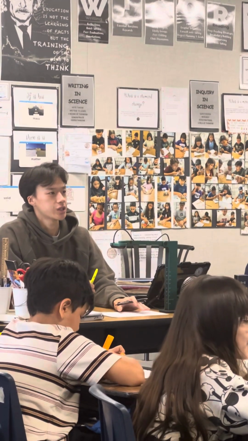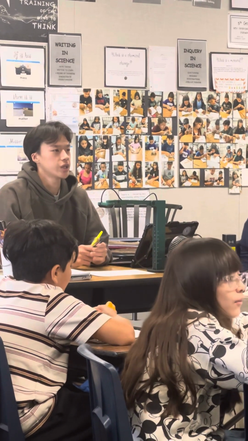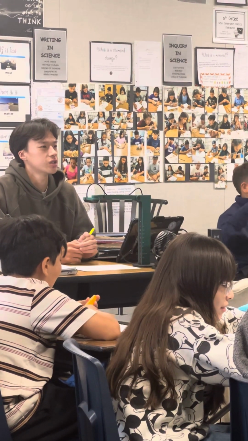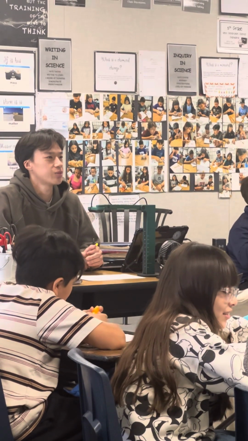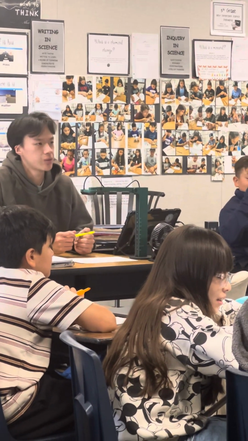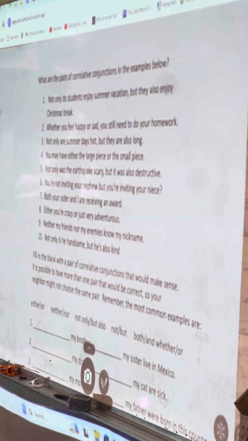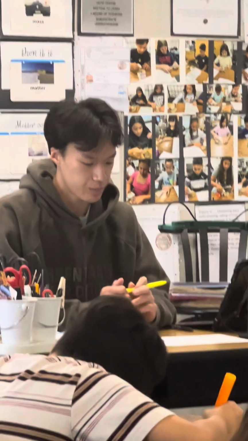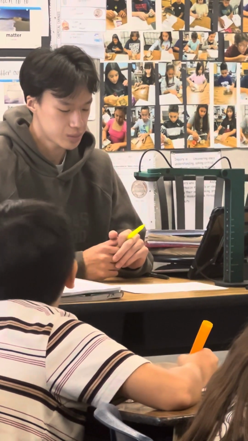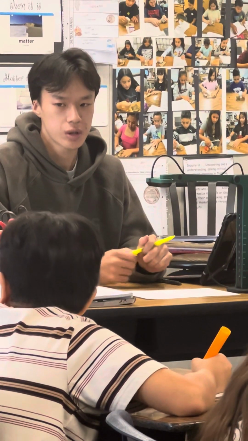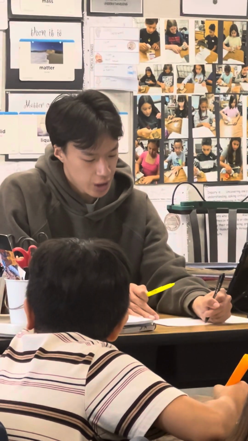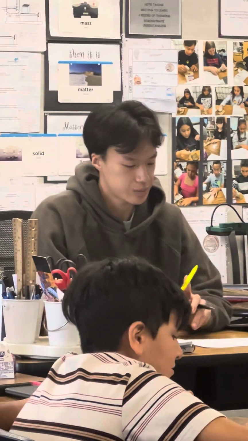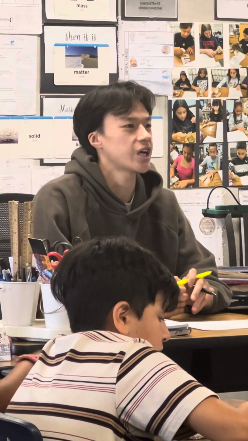So the next page. So you guys are gonna find, it says, what are the pairs of correlative conjunctions in the examples below. So does anyone want to volunteer for number one? So where is the correlative conjunction in that, circle it. There is one more. So it would be not only and but.